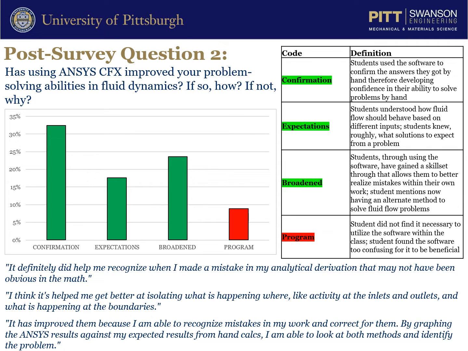This is something a lot of young engineers struggle with, determining what is a reasonable answer. Through using ANSYS and knowing what to expect, students were able to more easily recognize if they had made a mistake somewhere in their work. Students also mentioned how comparing their results to the results in ANSYS typically allowed them to identify where they had made an error. On the flip side, some students found the program to be difficult to understand, kind of like a black box that spits out an answer without any rhyme or reason.